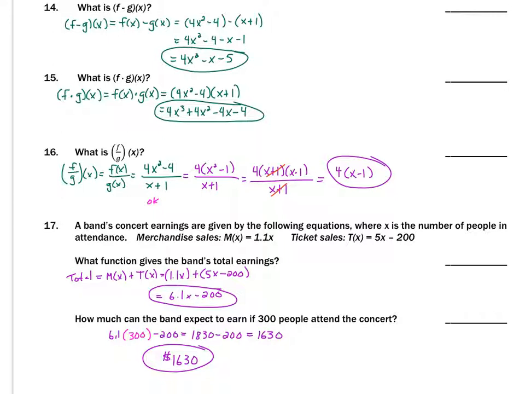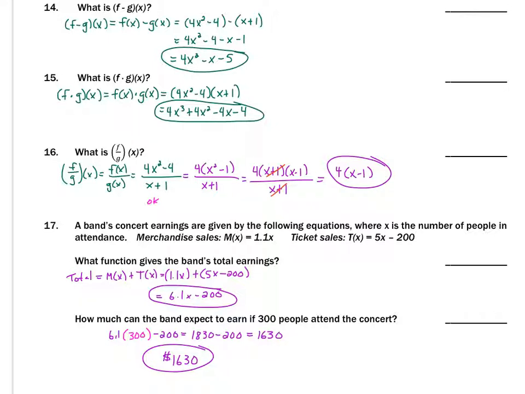So we can factor a 4 out of the top function. And then x squared minus 1 actually factors into x plus 1 and x minus 1. From there, we have the terms x plus 1 on both the top and the bottom. Since that's a factor on both the top and the bottom, those can be canceled, and we're left with just 4 times x minus 1.